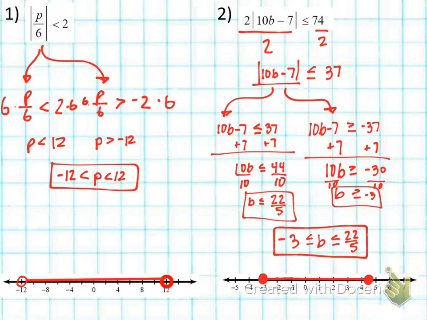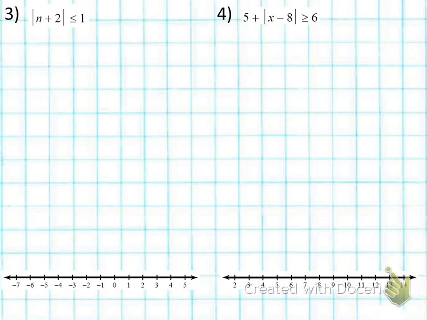Okay? So pick a problem to write. You can write both if you want, or just one. Okay, so number 3 now. Everyone's working on number 3.